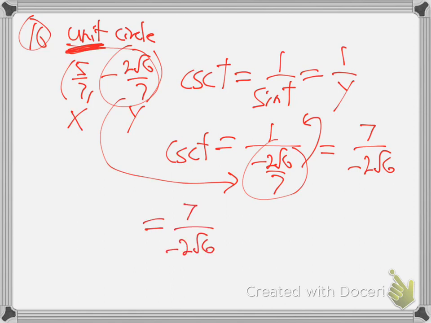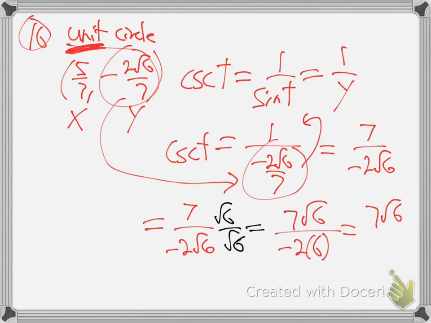Got to get rid of that root from the bottom. Multiply top and bottom by root 6. What do we get? 7 root 6 over minus 2 times plain 6, so 7 root 6 over 12, and it's negative. Negative 7 root 6 over 12. It's option C. So there we go.